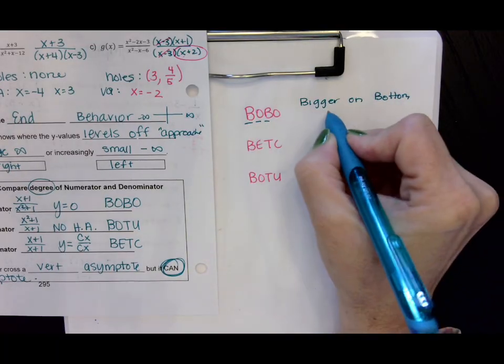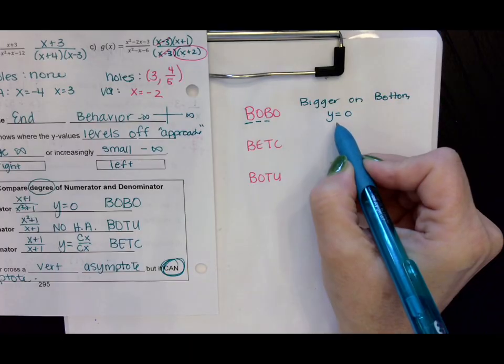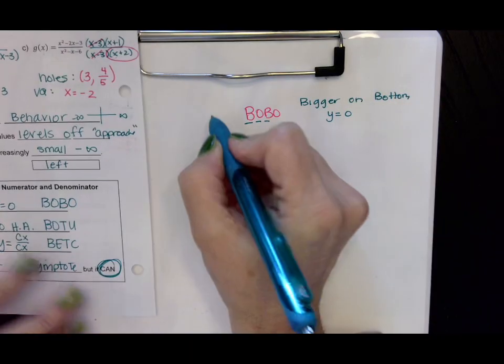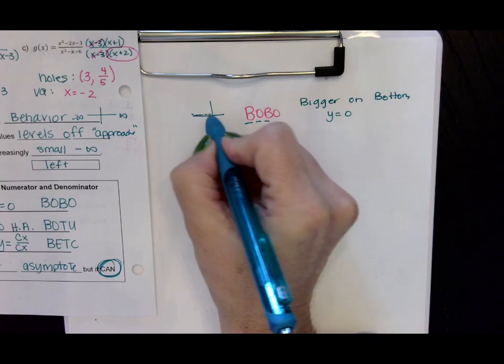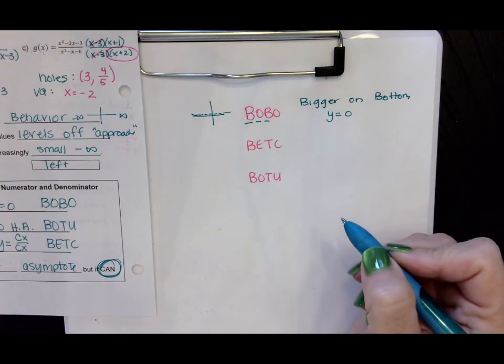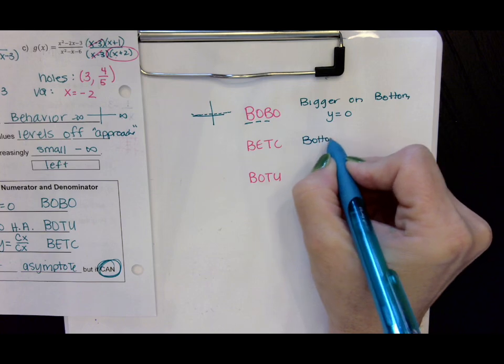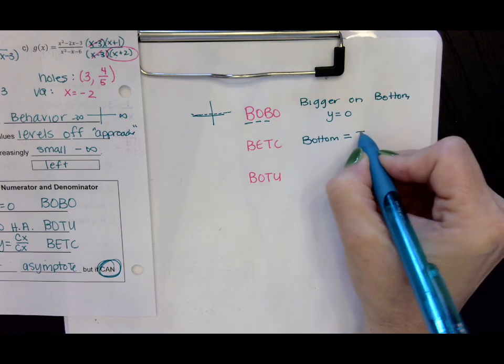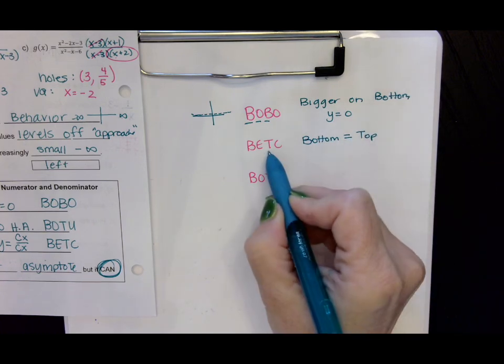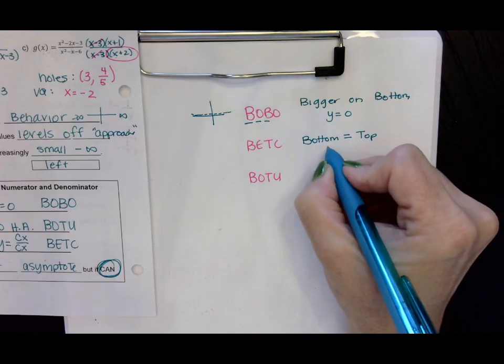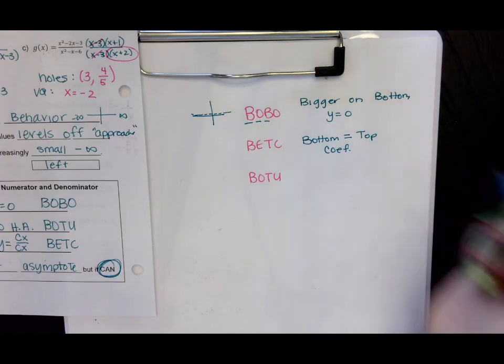When that happens, y equals 0. My asymptote happens at 0. So my asymptote is right here at 0. This one is bottom equals top. Bottom equals top, and what we say here is that this is going to be the coefficient.